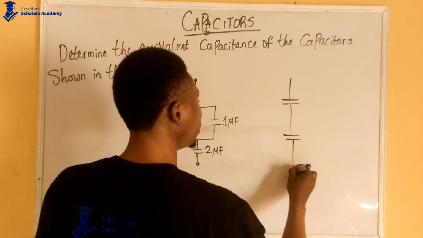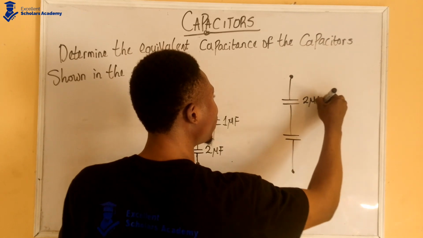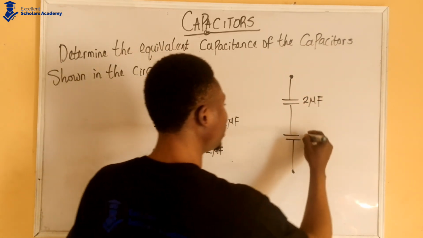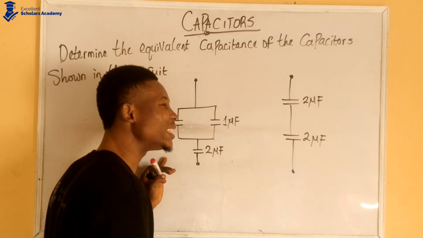So you're going to be left with this now. Adding this, combining this, you are left with 2 microfarad. That's 1 plus 1, then this is 2 microfarad. So these two capacitors now are connected in series.